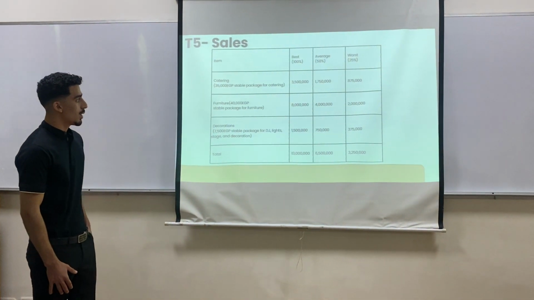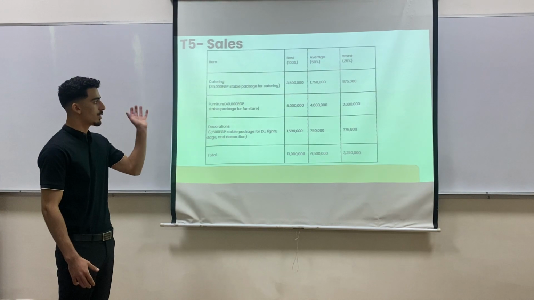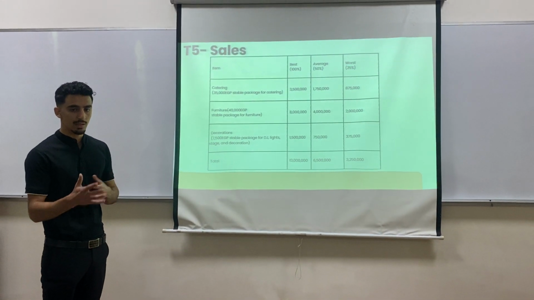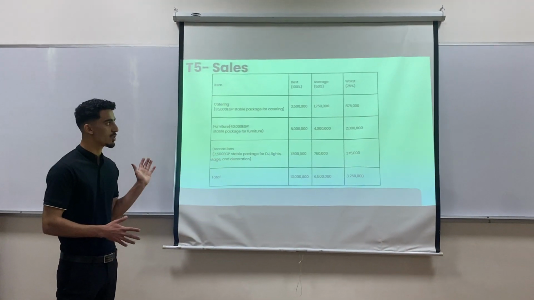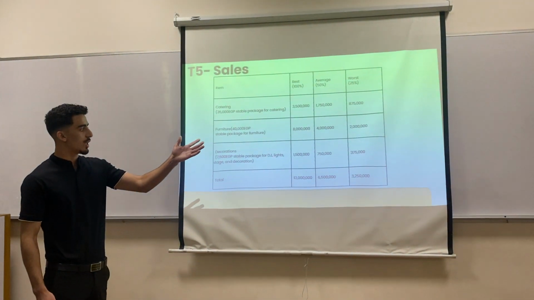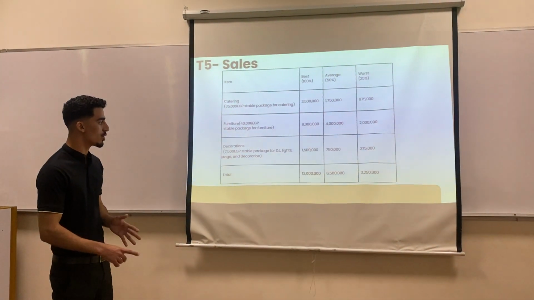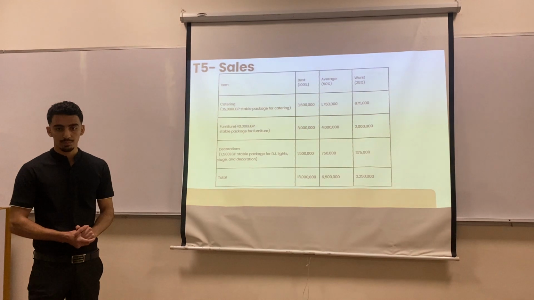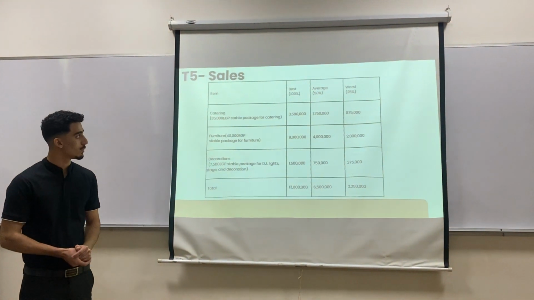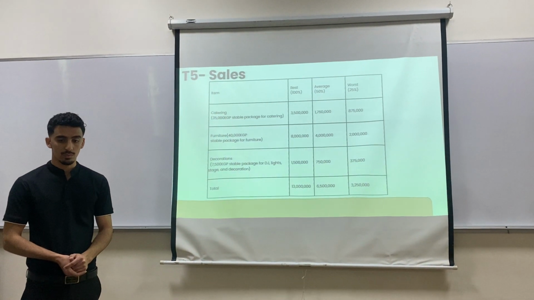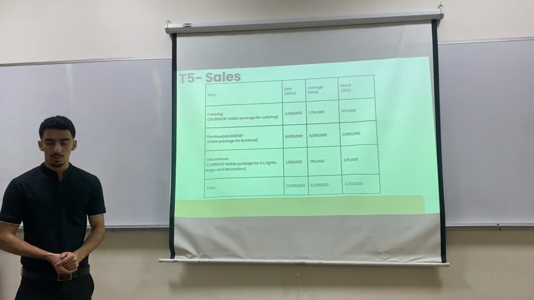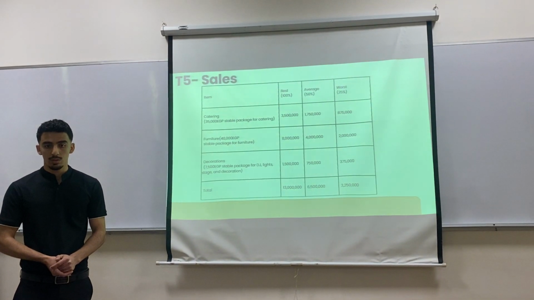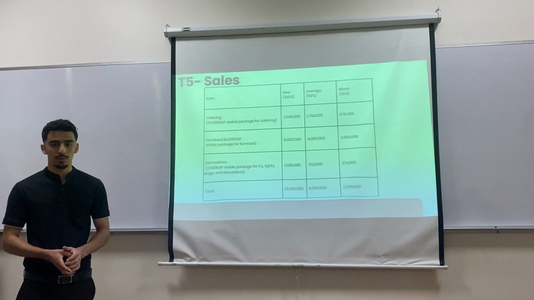The sales, we calculated based on the quantity we found in the demand forecasting and the prices. We get the best, the average, and the worst for the catering, the furniture, and the decorations. You mentioned that you are going to provide the three items here. So you are going to sell the catering. You are taking the catering and you will sell it to another one. No. This is what you are writing here.